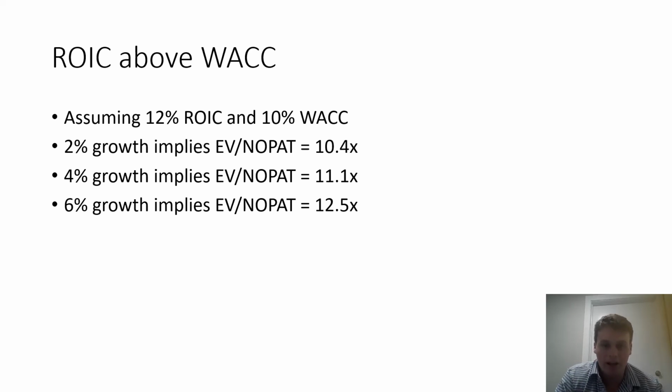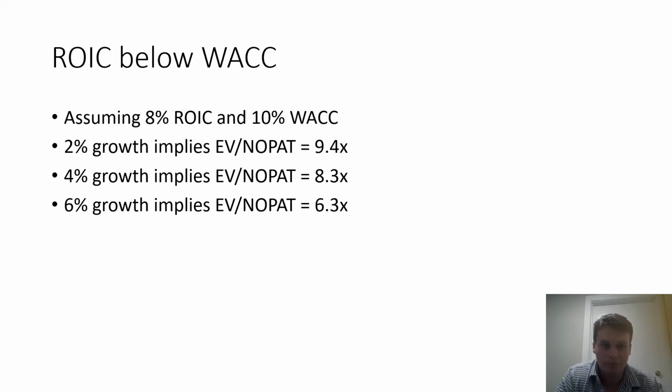Well, now we can see these three. 2% growth implies an EV to NOPAT of 10.4x. 4% growth implies this multiple, 11.1x. 6% growth, 12.5x. So this shows the first formula: ROIC is above WACC, so growth is good. It's increasing the multiple. And here we go, ROIC below WACC. This is bad, not good. This is destroying value. And as you can see, which is very interesting and which I didn't know before I really studied the relationships between these variables, growth can actually be bad.